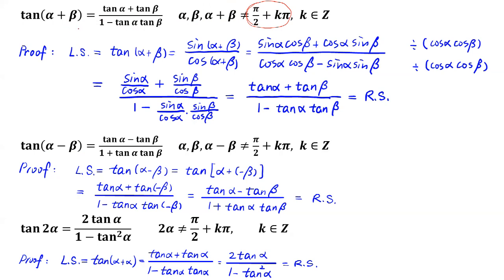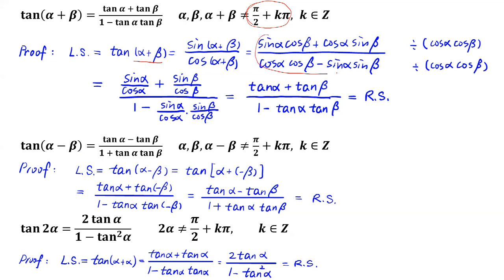Okay, so in order to prove this, let's start from the left side. Left side is tangent alpha plus beta, right? So according to the quotient identity, tangent of an angle is actually sine of this angle over cosine of this angle, right? So tangent alpha plus beta equals sine alpha plus beta over cosine alpha plus beta, right? And according to the compound angle formula, sine alpha plus beta is sine alpha cosine beta plus cosine alpha sine beta, right? And cosine alpha plus beta is cosine alpha cosine beta minus sine alpha sine beta, right?